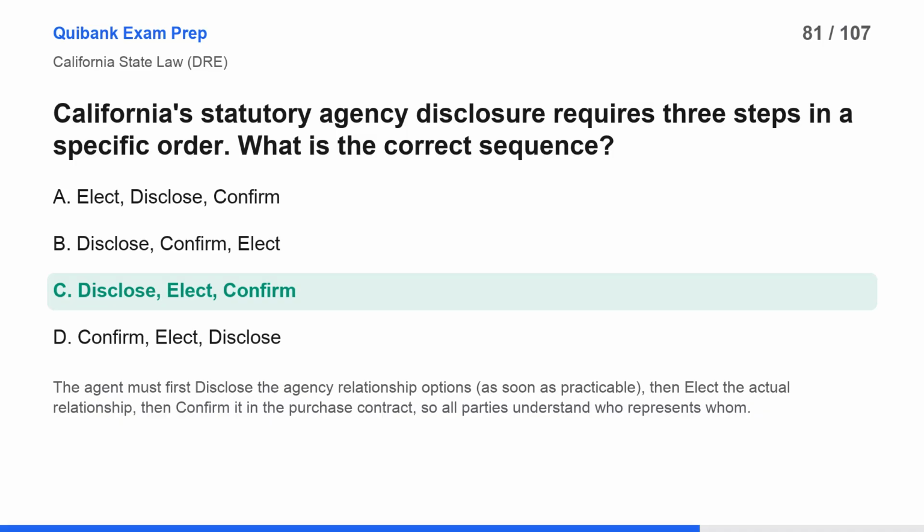The answer is C. Disclose, elect, confirm. The agent must first disclose the agency relationship options as soon as practicable, then elect the actual relationship, then confirm it in the purchase contract, so all parties understand who represents whom.